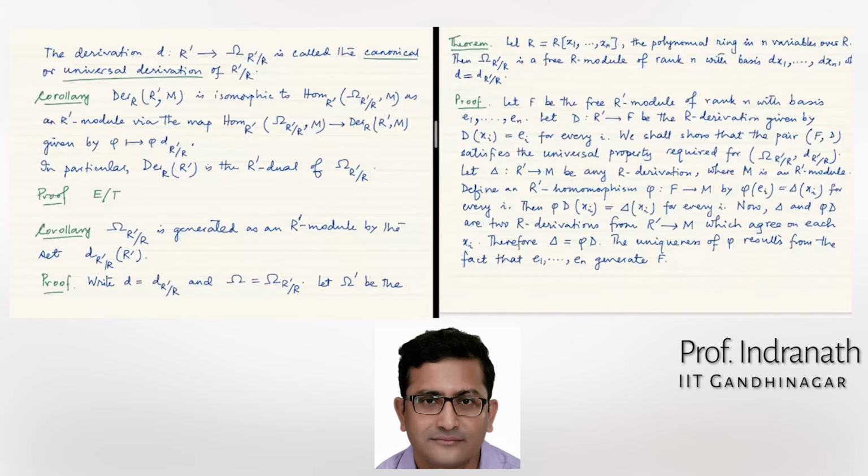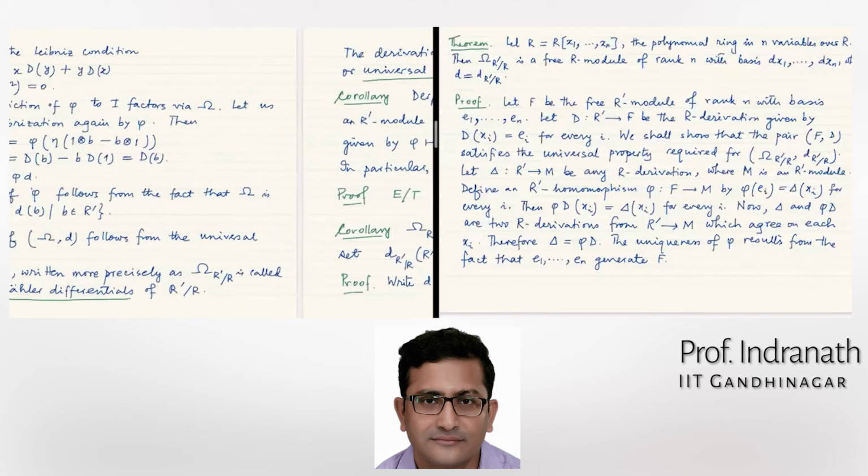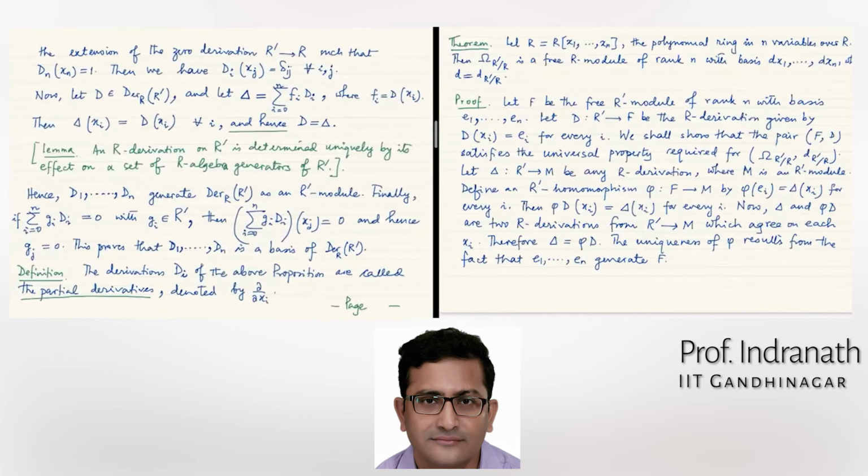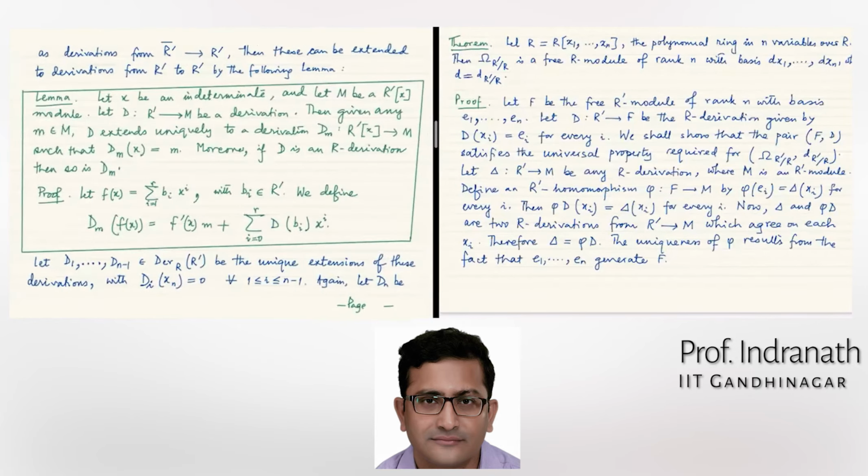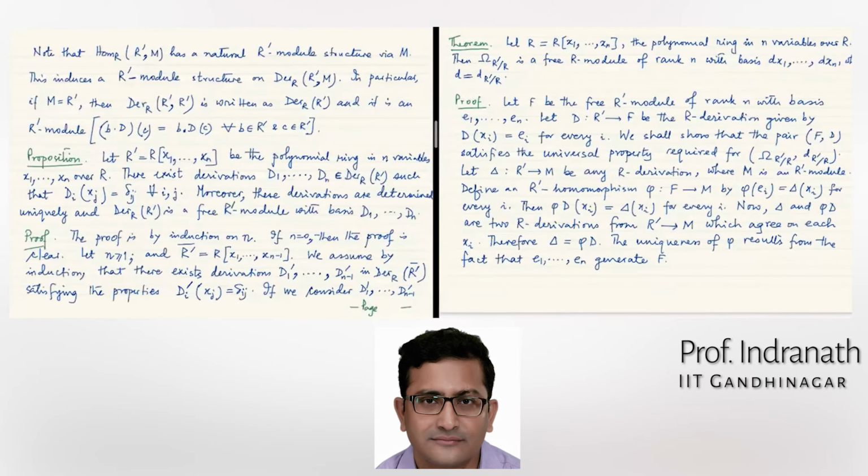So what have we proved before? Our previous result was this: if you have a polynomial ring, then you have some particular derivations d1, d2, ..., dn with this property, and you have proved that Der(R dash) is a free R dash module with basis d1, d2, ..., dn. And now you are showing that the module of Kähler differentials is also a free R dash module. Only difference is that here, you remember what is D?